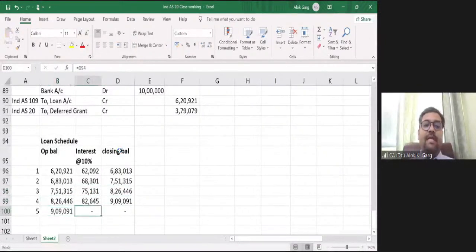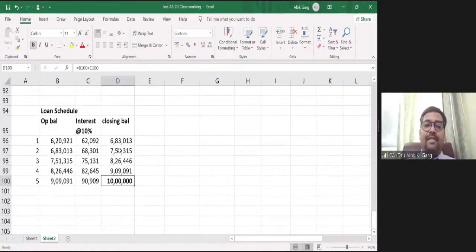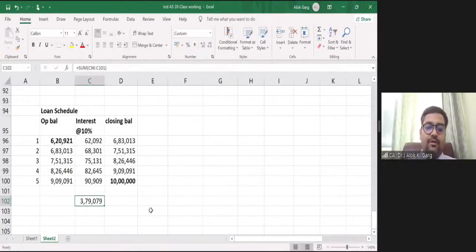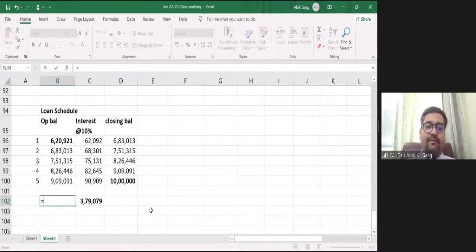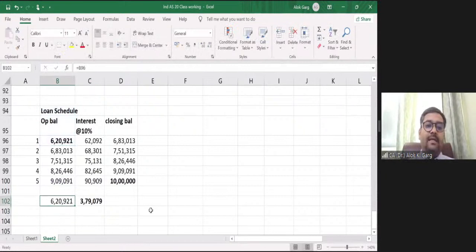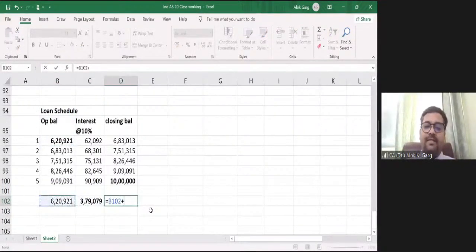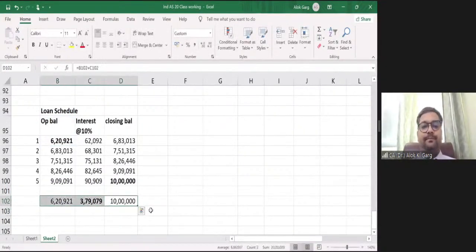This is your opening liability at the end of the 5th year. At the end of the 5th year, you have to recognize an interest cost, and this is the amount which has to be payable at the end of the 5th year. It becomes 10 lakh. You have to pay 10 lakh. So this is the total interest in the 5 years which you have to recognize. Understood? This is the opening balance, and when you total this plus this, it comes out to 10 lakh rupees.